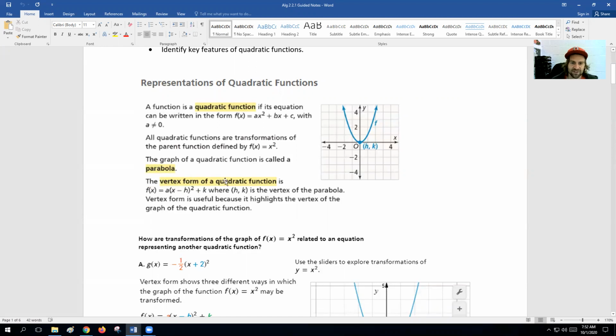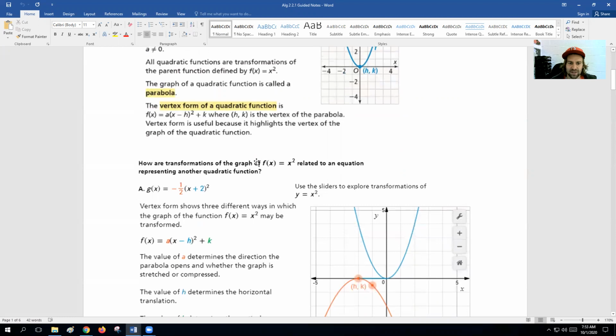The vertex form of the equation is, and this is what we're going to focus on, f of x equals a times (x minus h) squared plus k, where the point (h, k) is the vertex of the parabola. Vertex form is useful because it highlights the vertex of the graph of the quadratic function.